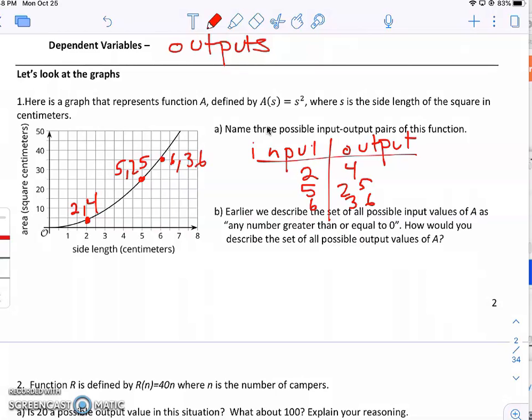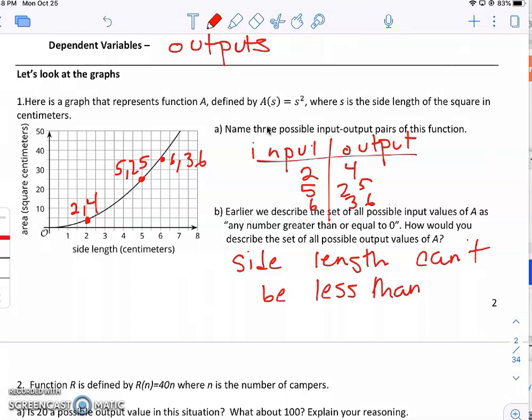The next thing we talked about is it was non-zero because a side length can't be less than or equal to 0. So when it says all possible inputs are greater than 0, that's why, if it's a side length here.